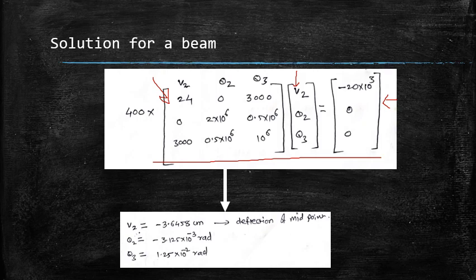centimeter. Why centimeter? Because all forces were treated in Newton and all linear dimensions were treated in centimeters. So the unit of V2 is centimeter. Theta 2 and theta 3 have units of radians because theta represents slope. So what is slope? Tan of theta. But if theta is very small, tan of theta is nearly equal to theta, which has the unit radians. Remember, this is very important. We have to represent this theta in radians.